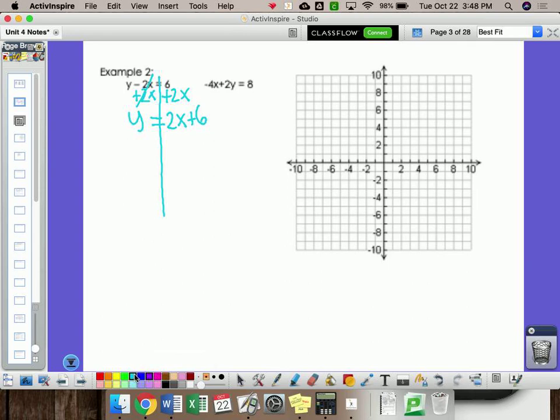So when I go to graph that, I'm going to begin on my y-axis at positive 6, and my slope is positive 2. So I'm going to go up 2, right 1, as far as I can go. Once I run out of space, I can go the opposite direction. Down 2, left 1, as far as I possibly can go.